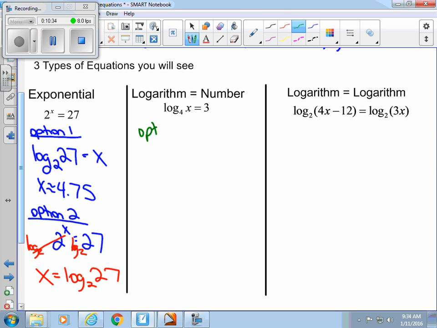Okay, so option 1. Okay, the rewrite. Some of you could do this without my help, right? What is the rewrite? 4 to the third equals x. This is what you do when you have a logarithm equals a number. You can rewrite it as an exponential. Do you see how either way we're using the inverse property of exponentials and logarithms? Really, we're doing the same thing, just in a different way. 4 cubed is 64, is that right?